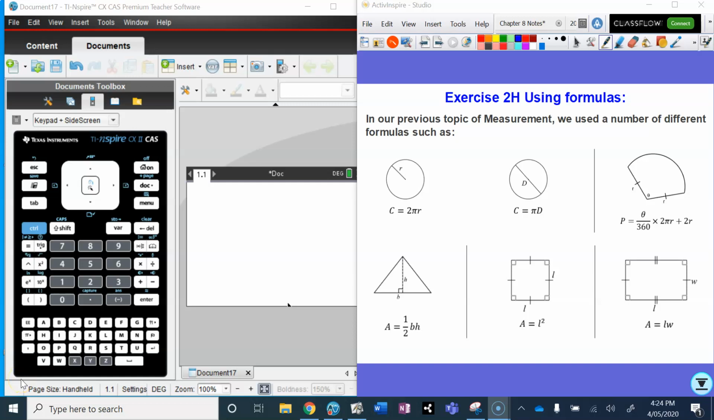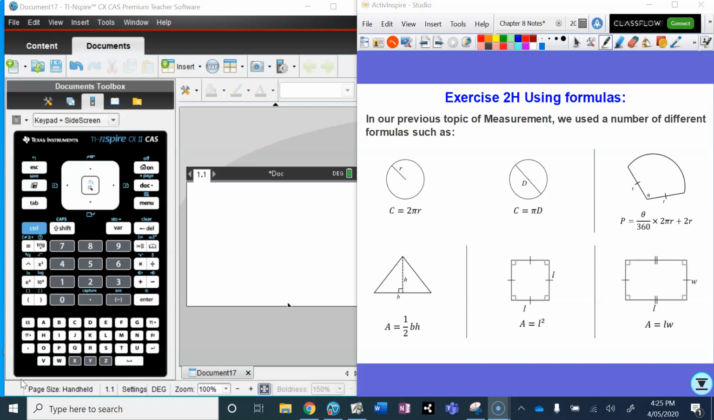Hi Year 9. This video will help you with the skills needed to work your way through exercise 2H using formulas. So in our previous topic of measurement, as you know, we used a number of different formulas, and some of those are on the screen there in front of you, as well as many others that you know. So in this exercise you might be using formulas like these ones that you've seen before, or maybe some that you've seen before in science, or you could come across formulas in this exercise that you've never seen before.